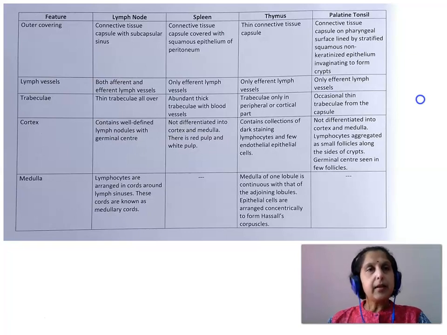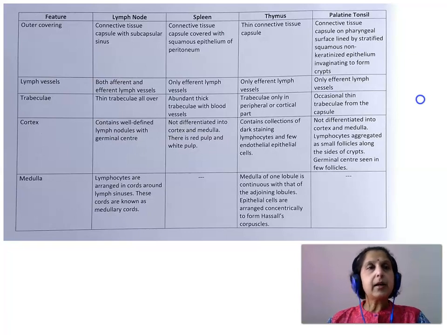In regards to the outer covering, in lymph node, connective tissue capsule is seen with subcapsular sinus. In a slide of spleen, the connective tissue capsule is covered with squamous epithelium of peritoneum. Thymus shows a thin connective tissue capsule, while in palatine tonsil, the connective tissue capsule on the pharyngeal surface, lined by stratified squamous non-keratinized epithelium, invaginates to form the tonsillar crypts.